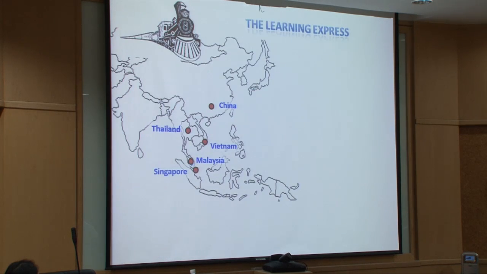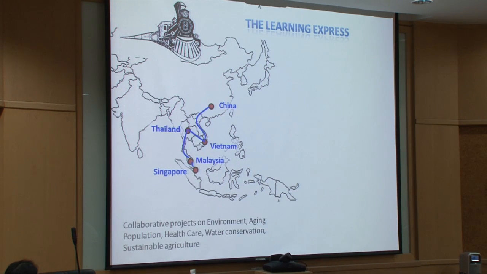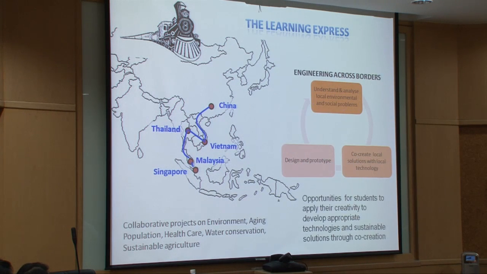The other thing that we are doing also is what we call the Learning Express. It came up with an idea because we felt that across Asia, we all share certain common areas like concern for the environment, aging population, Japan and ourselves for sure, healthcare, water, sustainable agriculture, and so forth. And we felt that our students, together with students from Malaysia, Thailand, Vietnam, China, can come together.